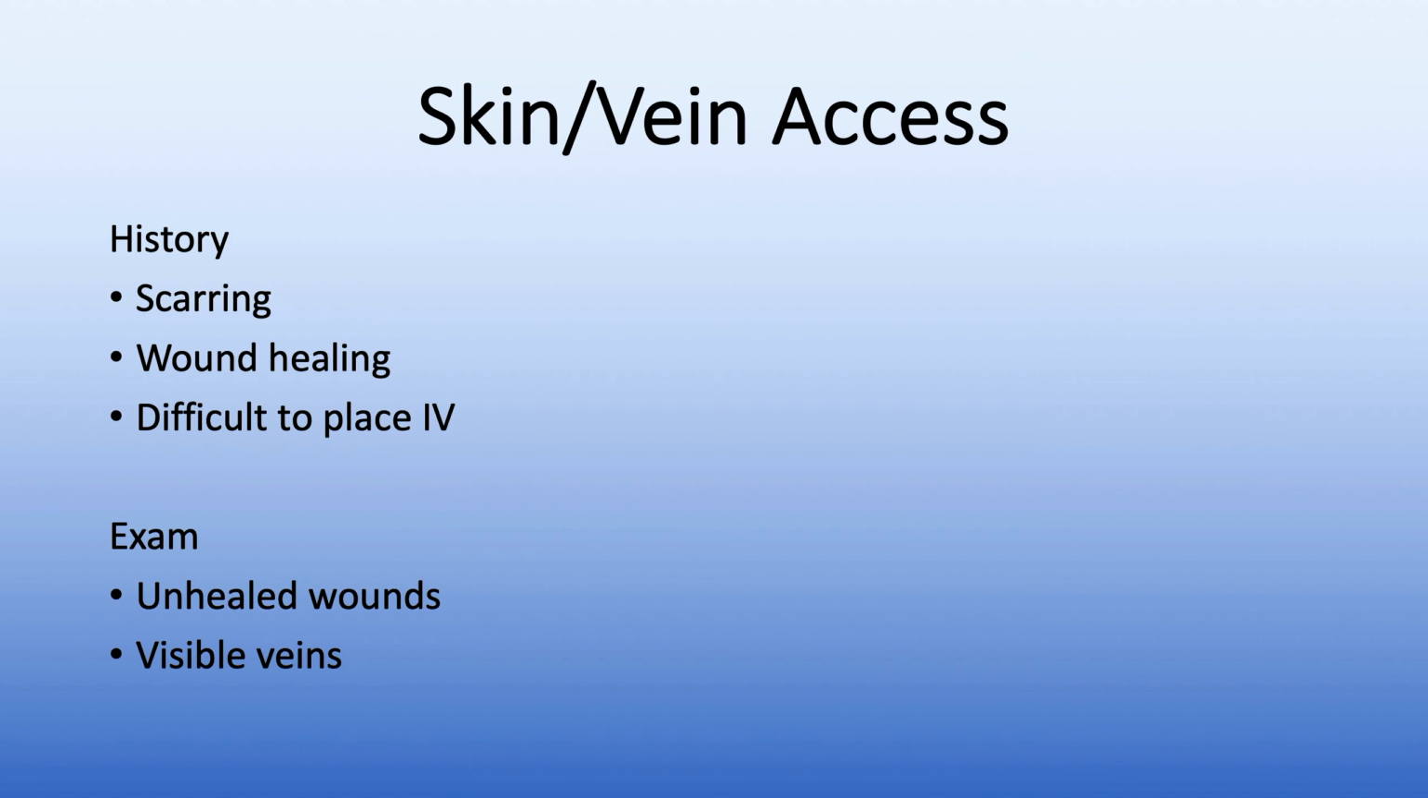We look at the skin closely too. Wound healing can sometimes be problematic. Sometimes it's really hard to put in an IV. Sometimes they have a history of easy scarring, so we want to avoid anything that, maybe if we usually suture lines, we may opt not to if they have a lot of scarring from tissue access. We look for unhealed wounds and visible veins for IV access later.